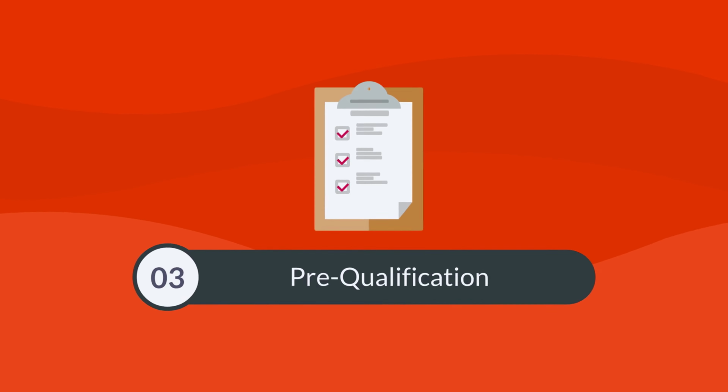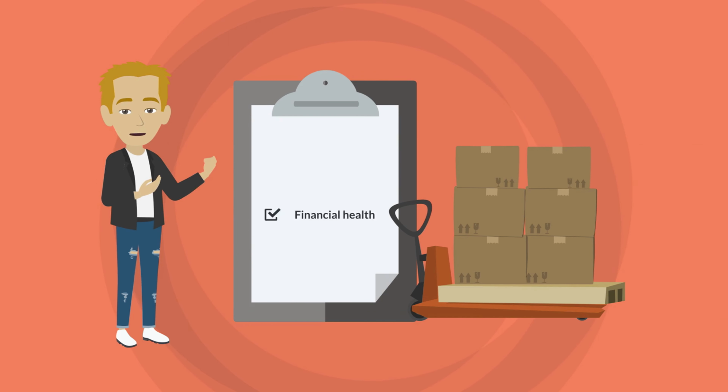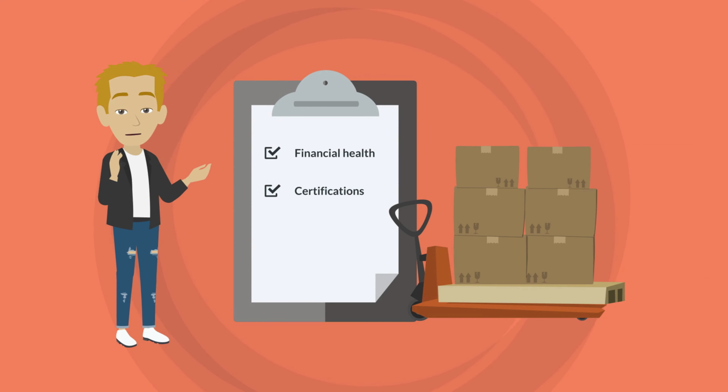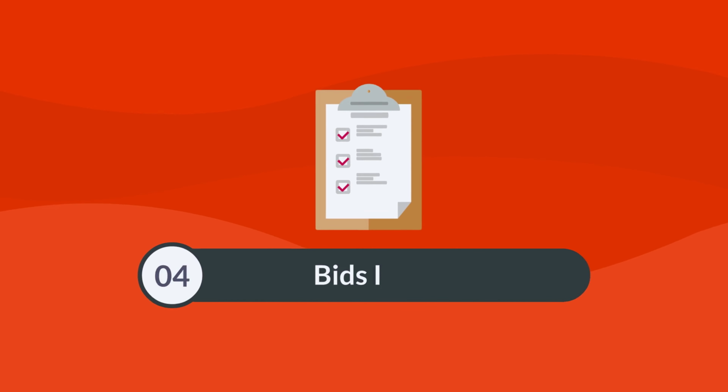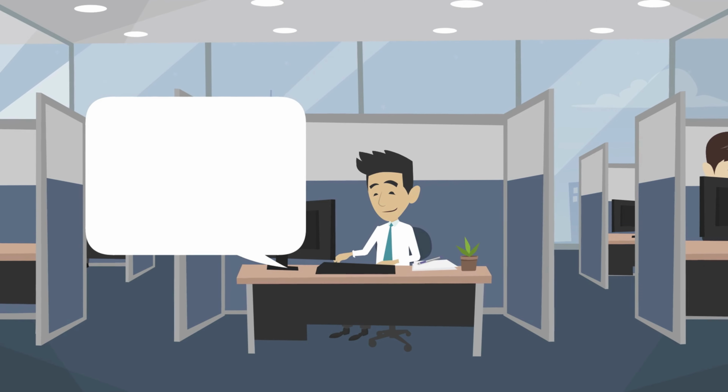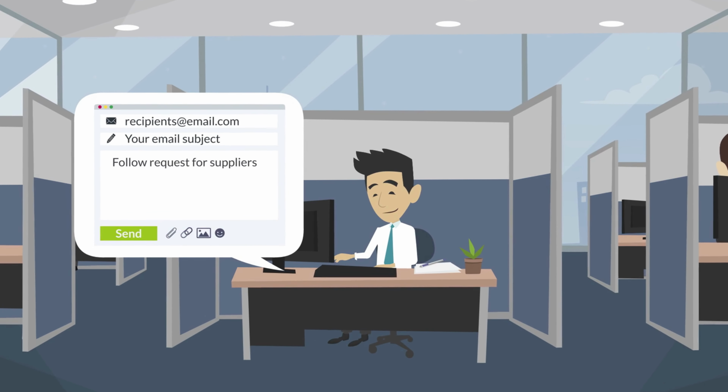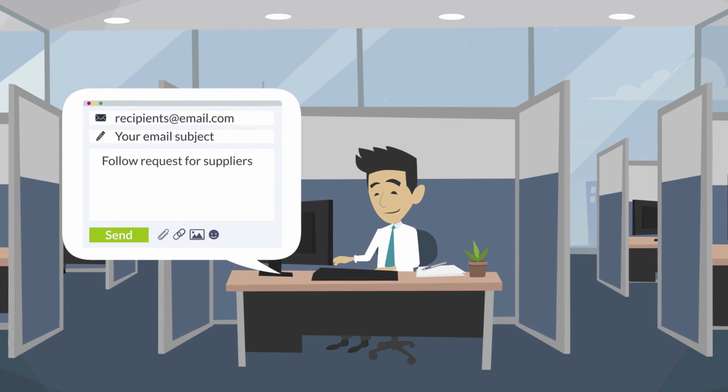Step 3. Pre-qualification. Check suppliers for financial health, certifications, and past performance. Assess basic risk levels. Step 4. Bids inquiry. Send a formal request for offers to qualified suppliers, including all defined needs.